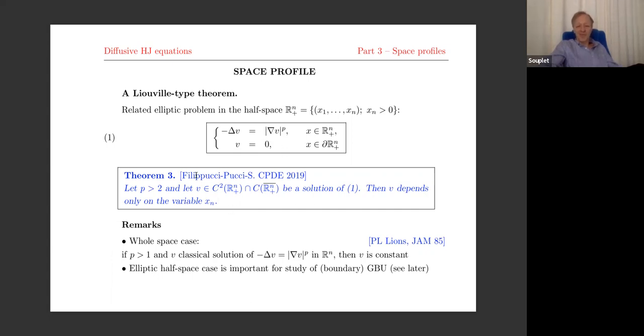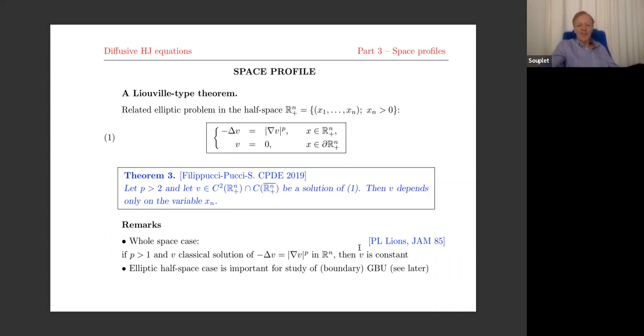So the theorem that we proved in a recent joint paper with Roberta Filippucci and Patricia Pucci is that for p bigger than 2, any classical solution of this, not assuming any bound, has to depend only on the variable xn. So the normal variable. So it has to be one-dimensional. So it's a symmetry result in the kind of like in the De Giorgi conjecture or these kind of things.